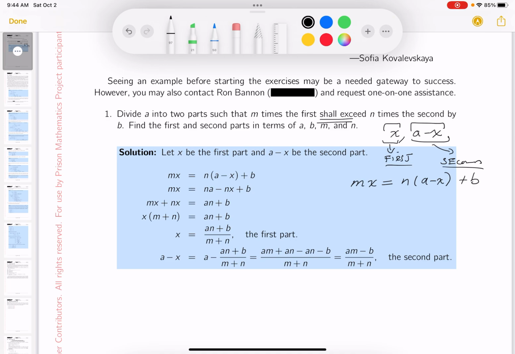All right? Now, what do they want me to do? They want me to find the first and second part in terms of the letters A, B, M, and N. Okay, my goal here is to find out what X is, because if I can find out what X is, I could probably find out what the first and second part is. All right, so let's go through this process.